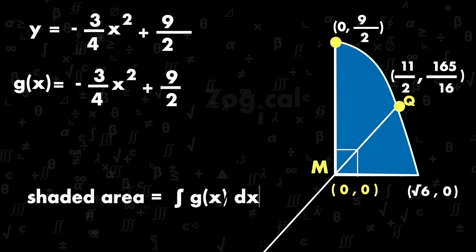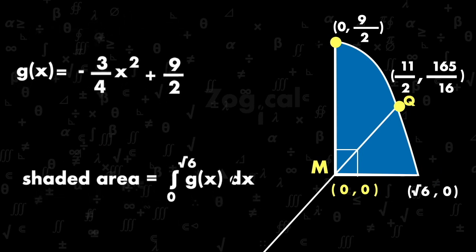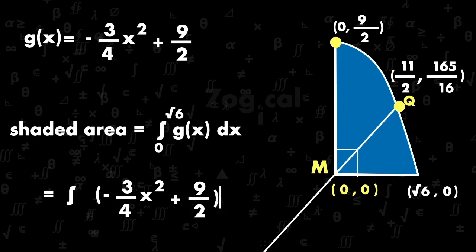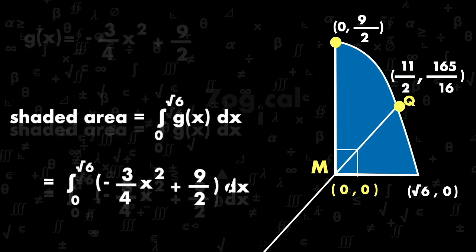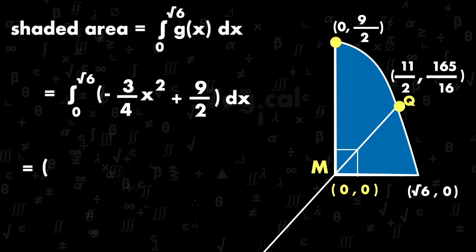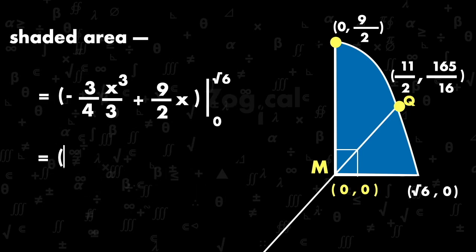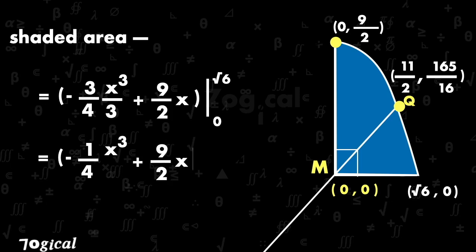And for the shaded area, we have to integrate the function g of x dx from 0 to root 6, that is minus 3 by 4 x square plus 9 by 2 dx, and it becomes minus 3 by 4 x cube upon 3 plus 9 by 2 into x with limits 0 to root 6, that is minus 1 by 4 x cube plus 9 by 2 into x from 0 to root 6.